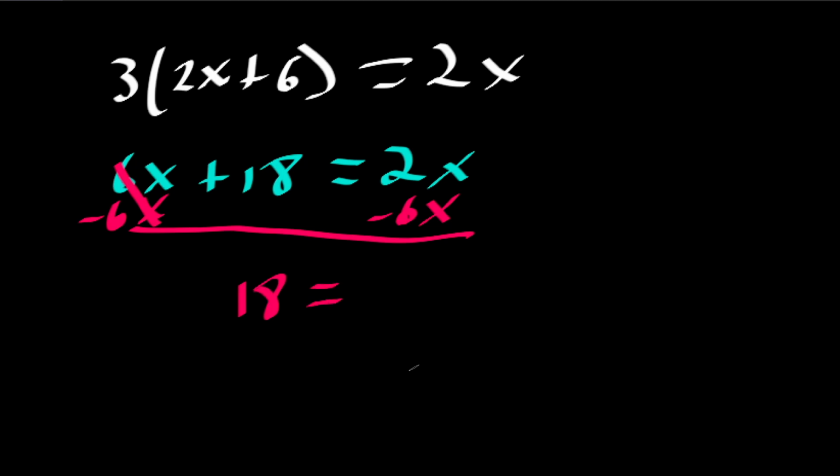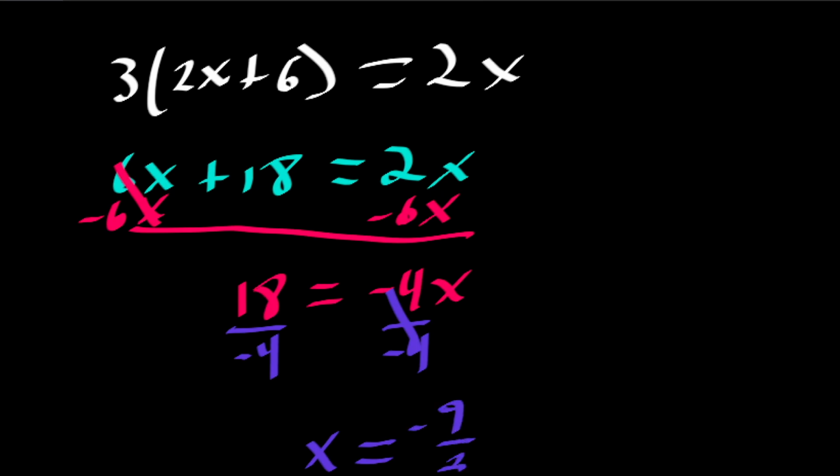18 equals, let's see, negative 4x. So this is going to give us a fraction or a decimal as our answer, but that's fine. Divide by negative 4, divide by negative 4, and x is going to equal, let's see, when we reduce this, negative 9 over 2, or I guess you could write it as negative 4.5 if you'd like.